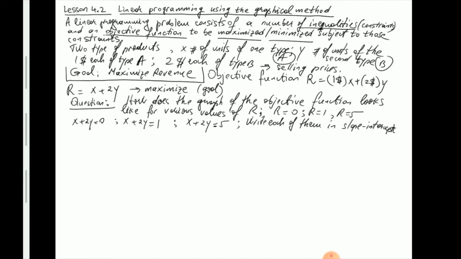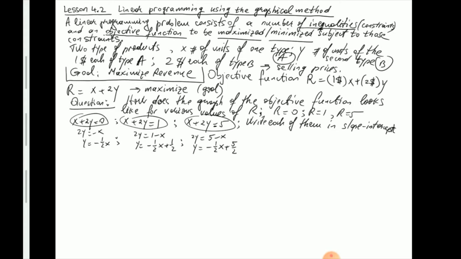So if you look at the first one, if I move x over, I get y equals minus 1/2 x. In the second one, I get 2y equals 1 minus x. If I divide by 2, that's minus 1/2 x plus 1/2. And finally, the last one, 2y equals 5 minus x. And again, if I divide by 2, I get minus 1/2 x plus 5 over 2. These are the objective functions corresponding to the revenue 0, revenue 1, revenue 5, each of them in the slope intercept form.